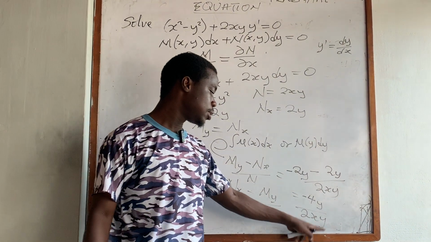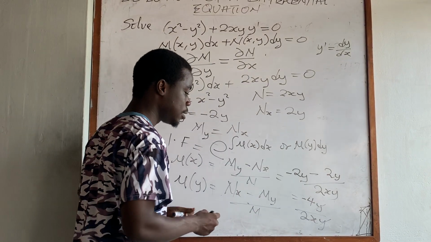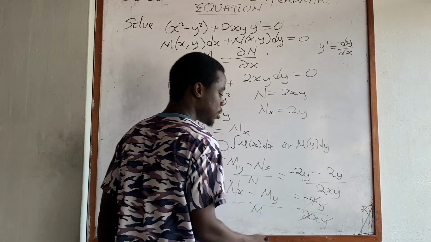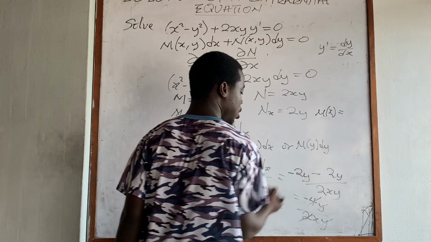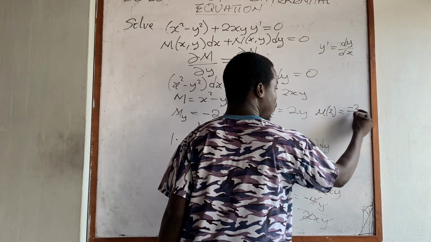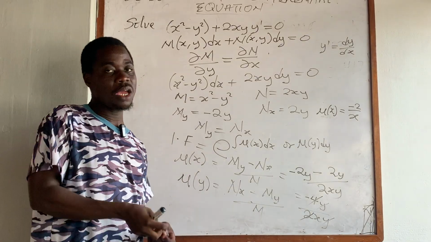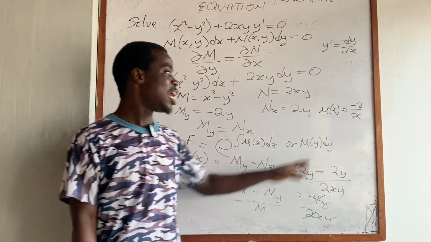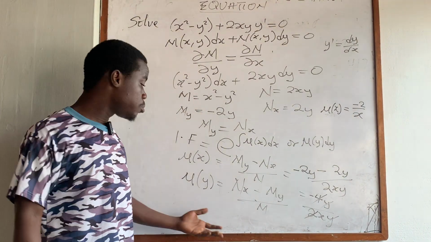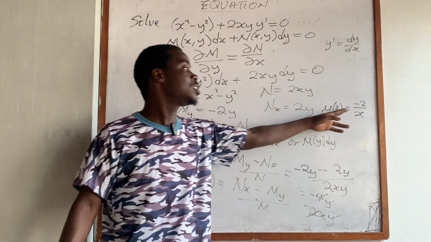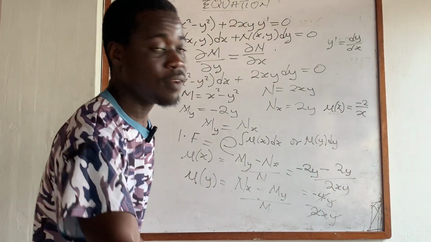Now I can do cancellation. If I do cancellation, y will cancel y, and 2 will also cancel this one. So right now, my mu of x will give me negative 2 over x. So we are saying that if you use this formula, it will give you a function in terms of x only, and you can see that I have it in terms of x only. That means there is no need for me to use the second formula because I can use this one to find the integrating factor.